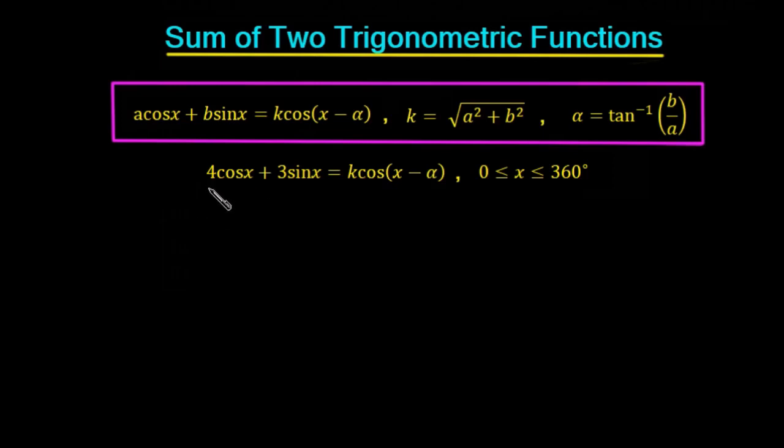So if we have 4 cos x plus 3 sin x, then we want to write that in the form k cos(x minus alpha), where x is greater than 0 and less than 360 degrees. So we need to find these values of k and alpha.